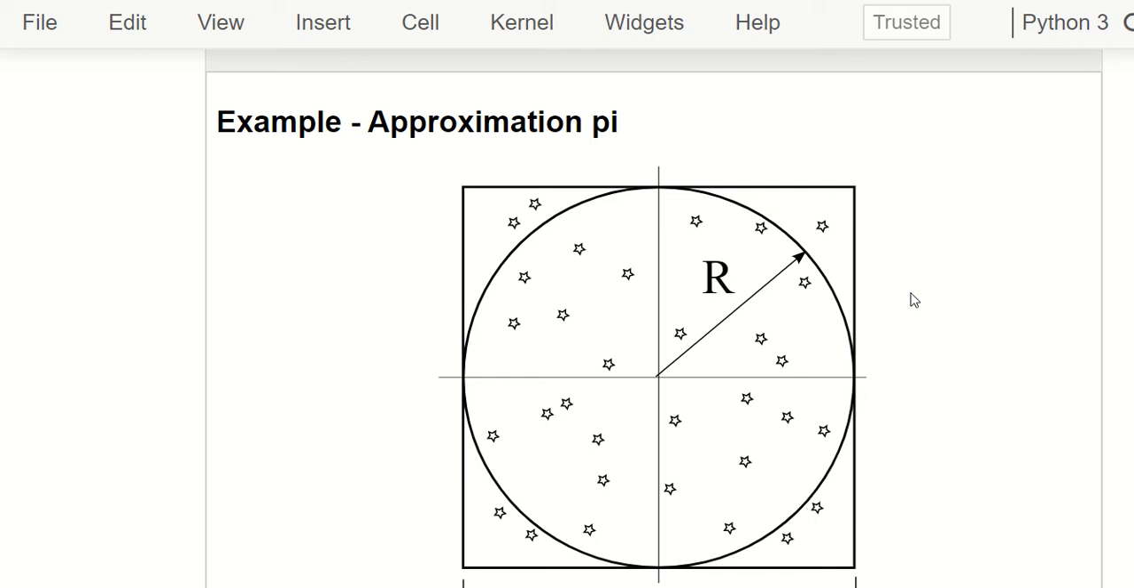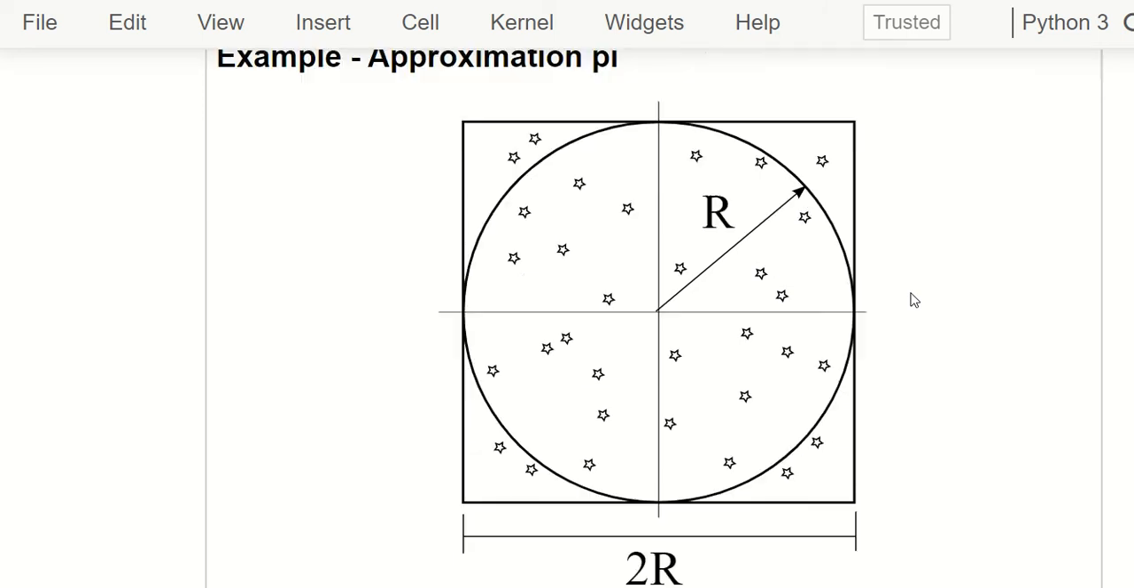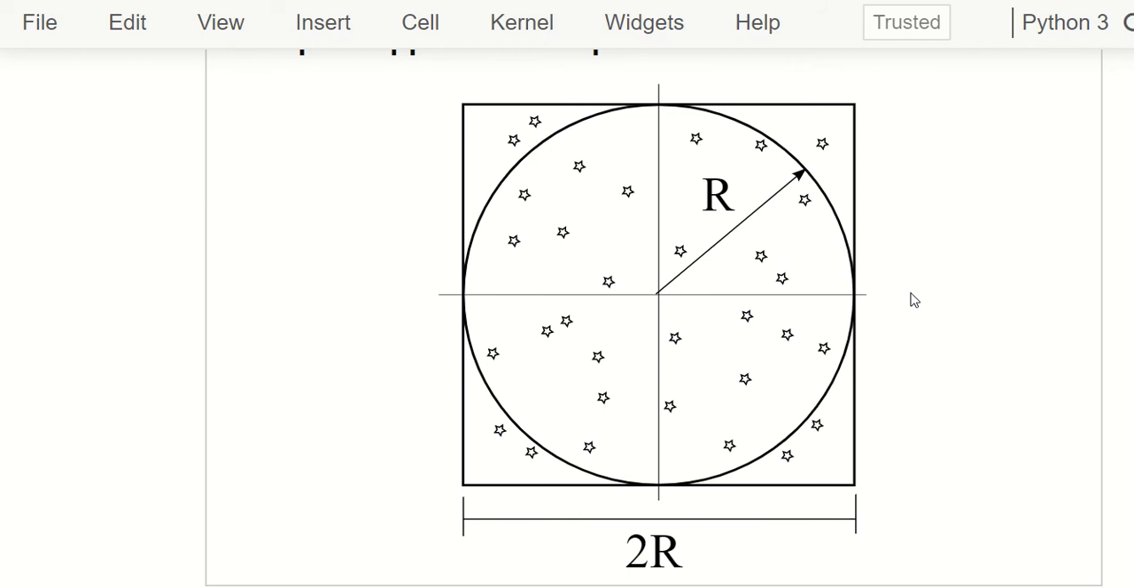So let's consider playing darts. So our dartboard is a circle, and the dartboard is inside a square. So the radius of the circle is capital R, and of course, since the dartboard is exactly inside the square, the dimensions are 2R by 2R. Everybody happy with that? Now, all these little stars inside the dartboard represent throws that the player has thrown at the dartboard.